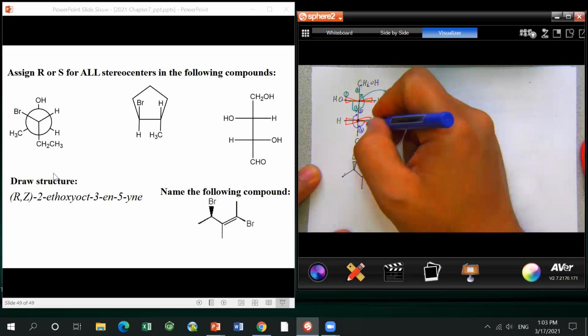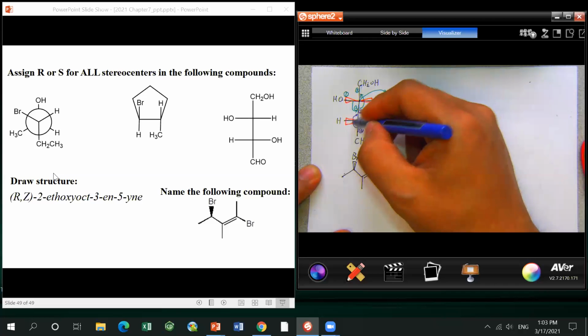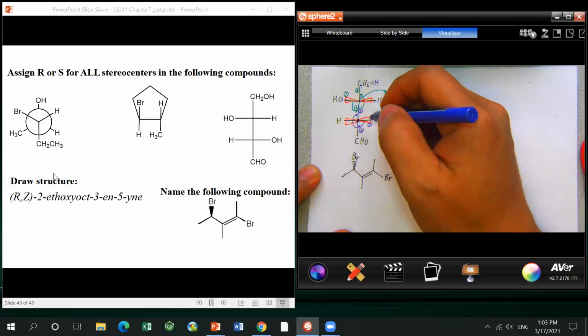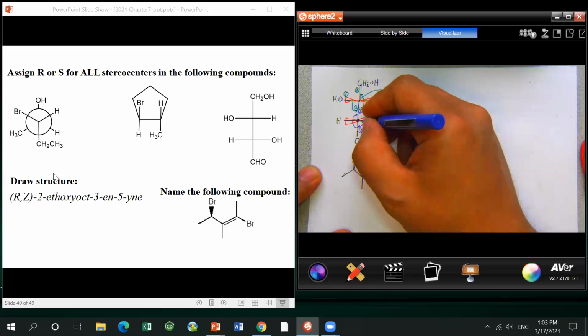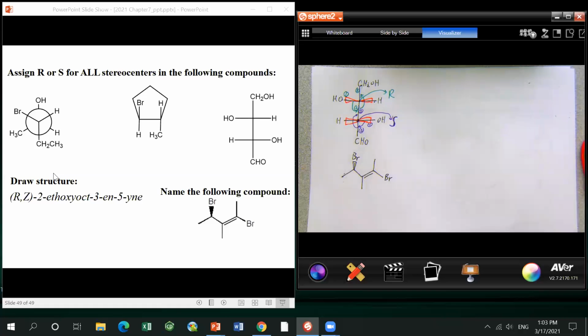It looks counterclockwise, but again this time the hydrogen points towards you, and you need to give the opposite assignment. It looks counterclockwise, but you need to give the opposite, so that would be S. So that's S. That's how you do the assignment for the Fischer projection.